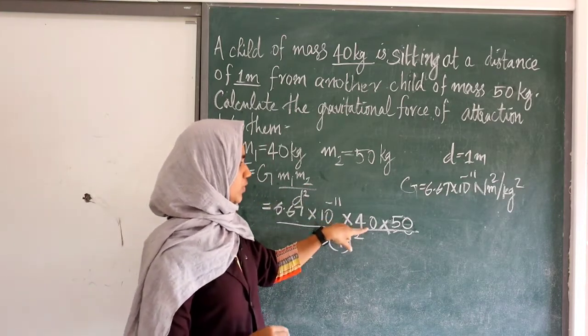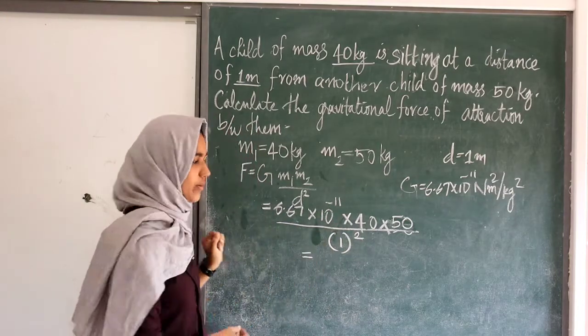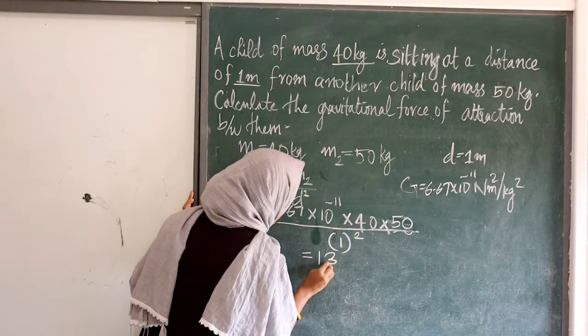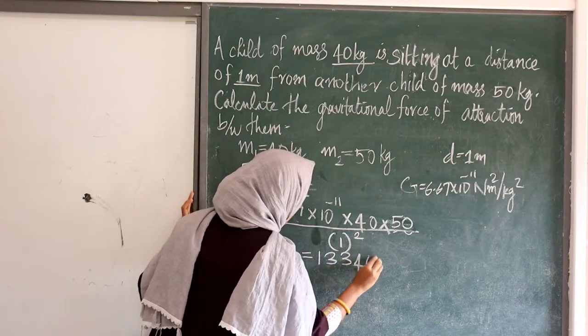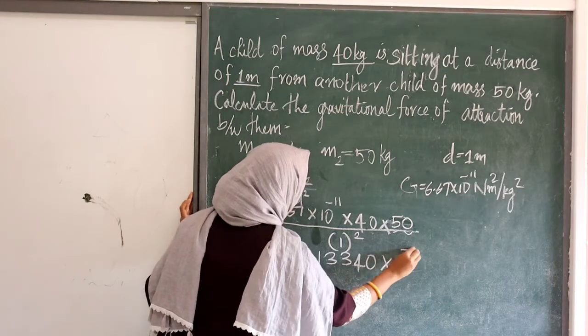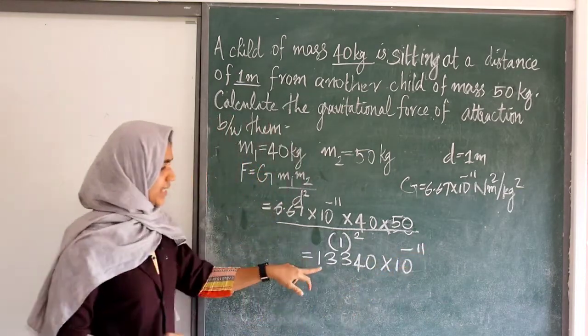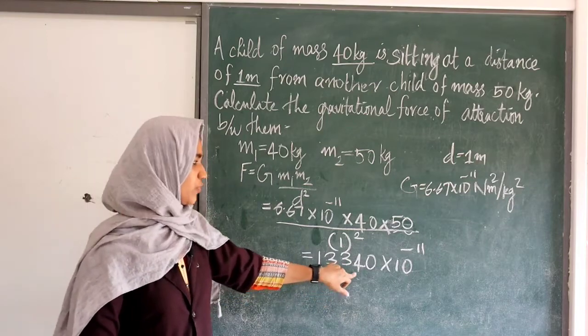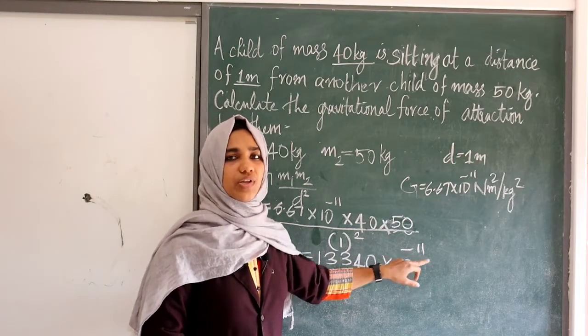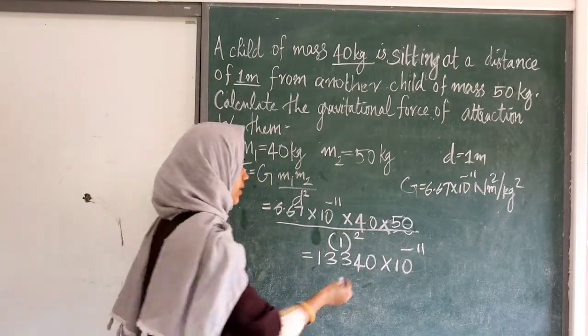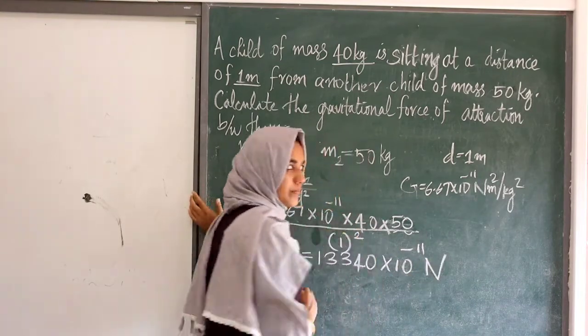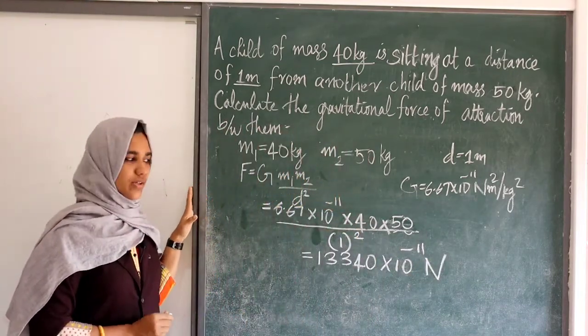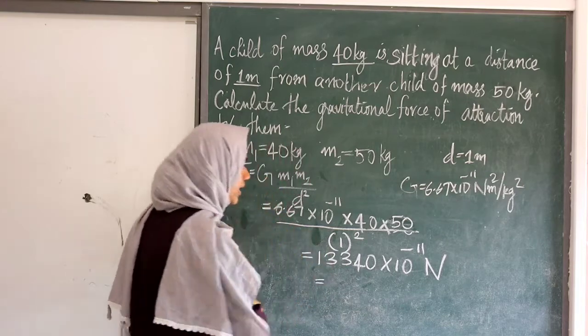So we can calculate this. 6.67 into 40 into 50, we will get 13340 into 10 raised to minus 11. The unit is Newton. Is it clear?